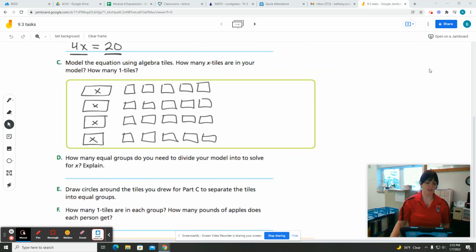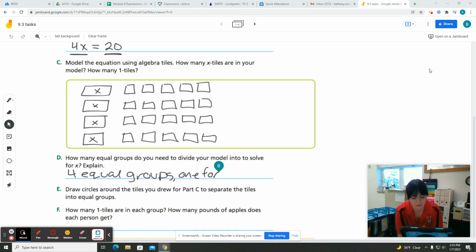All right, so for part D, how many equal groups do you need to divide your model into to solve for X? Okay, well, we have 4 X, 4 people, and we want to know how many pounds of apples are in each group. And so in order to do that, we need 4 equal groups, because there is 1 for each person.